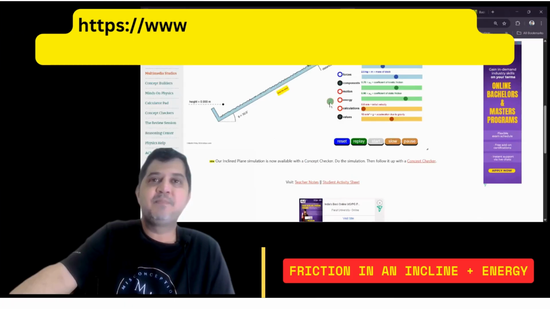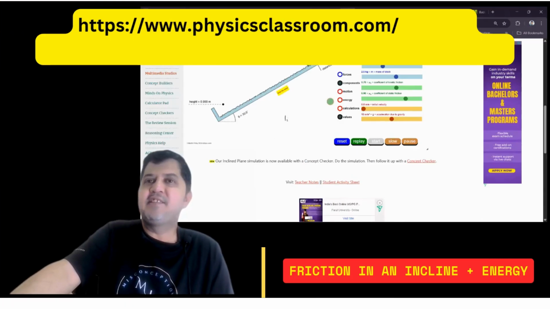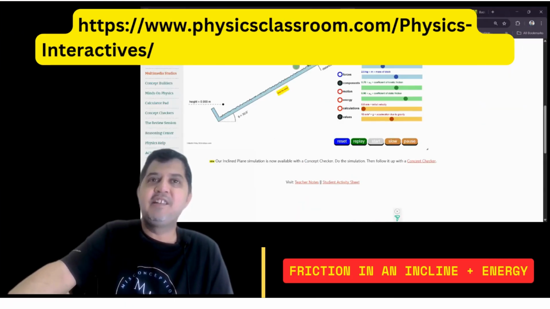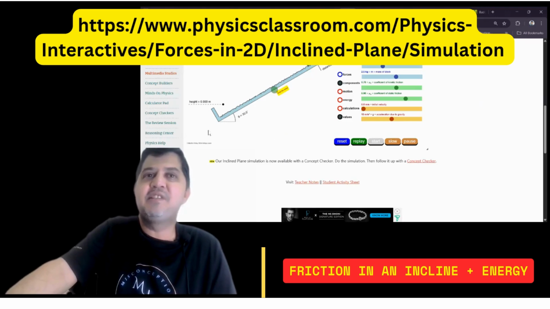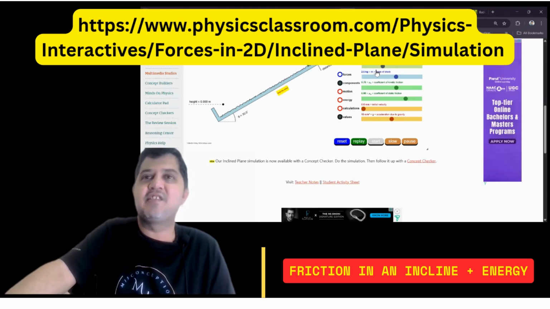Next, once again, the same thing, but the only thing is the visualization. I liked it very much, that's why I put it over here. So what I can do is fix the angle here. There's a slider, I can change the angle over here. I can change the mass. But what is important is this friction here.